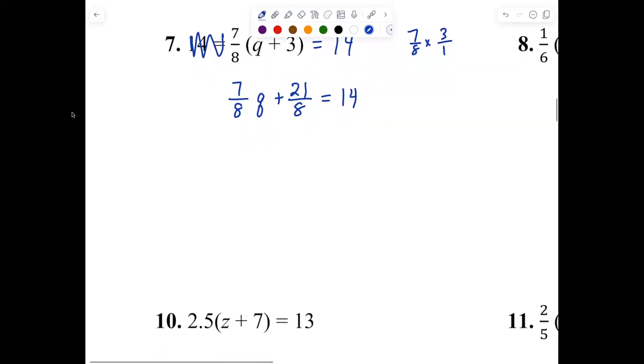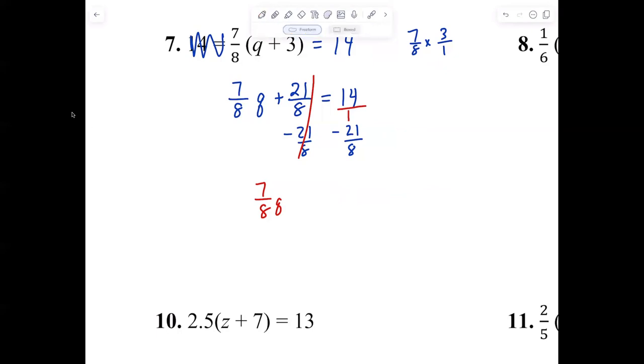You would minus 21. Yep, minus 21/8. Minus 21/8. Now here, it's okay. These cancel out. So I have 7/8 Q. Now I need a common denominator. 14 is the same as 14 over what? Yeah, 14 over 1. So what do I have to multiply 14 by to get a common denominator? You gotta multiply by 8 times 8.